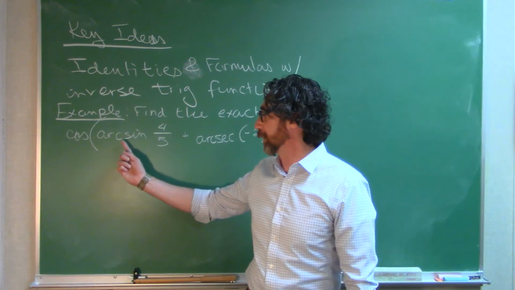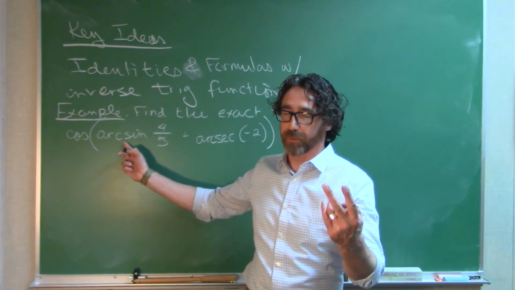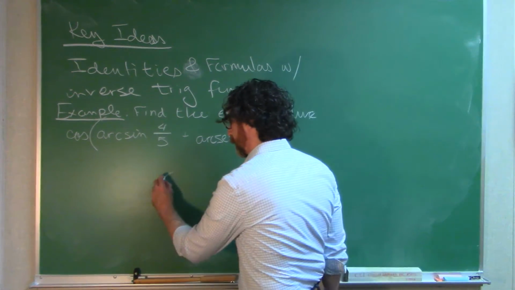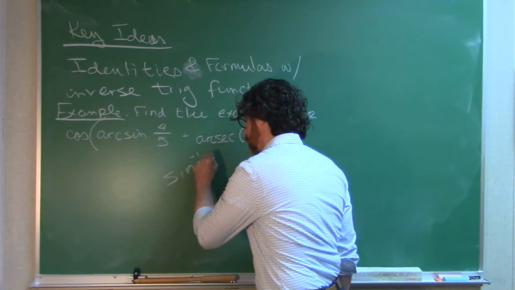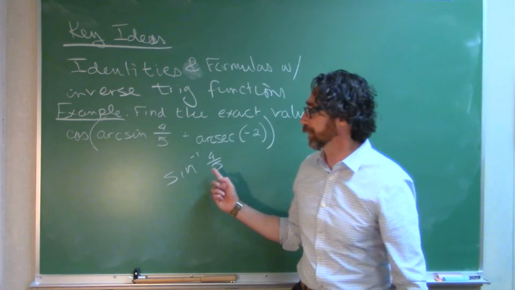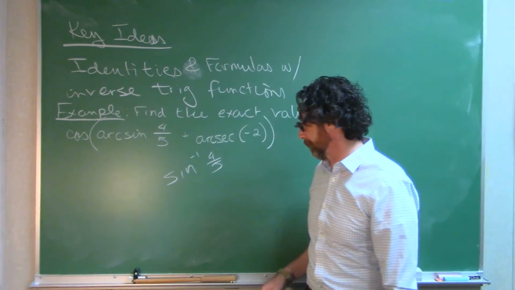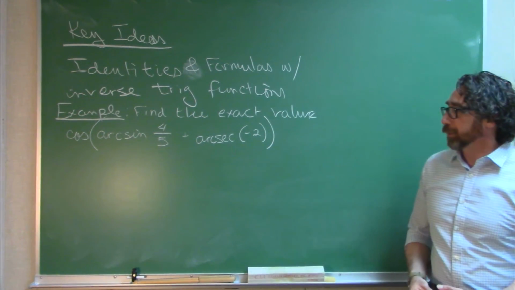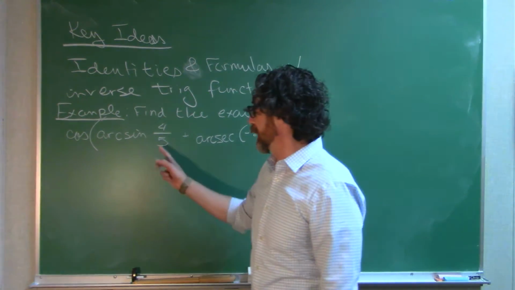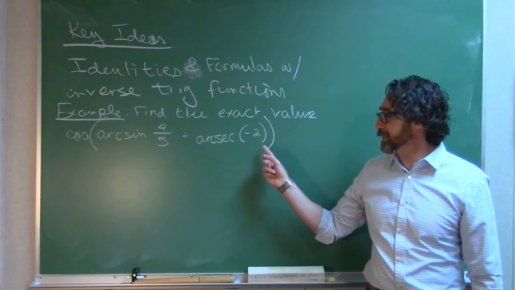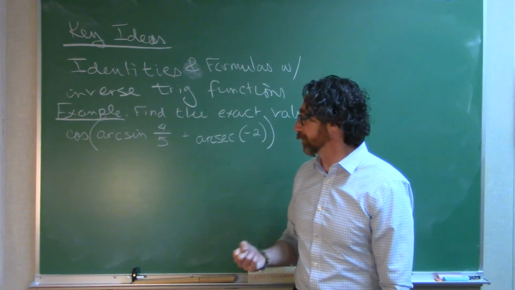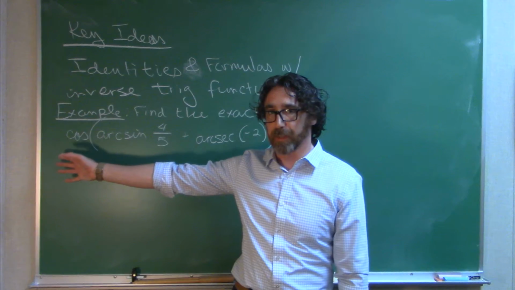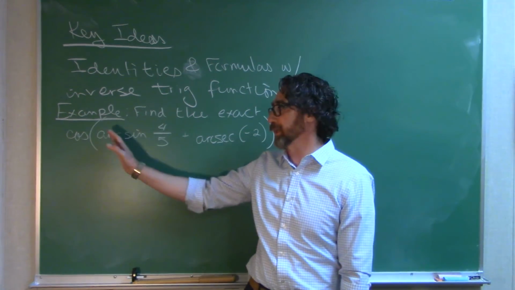Remember we've got two notations for inverse trig functions. One of them is an exponent of -1 by the function name. So in other words, sine inverse of 4/5 would be an alternate way to write that. All right. So I've got arcsine of 4/5, I've got arc secant of -2. And all that is being put into the cosine function. So I'm taking the cosine of this thing.